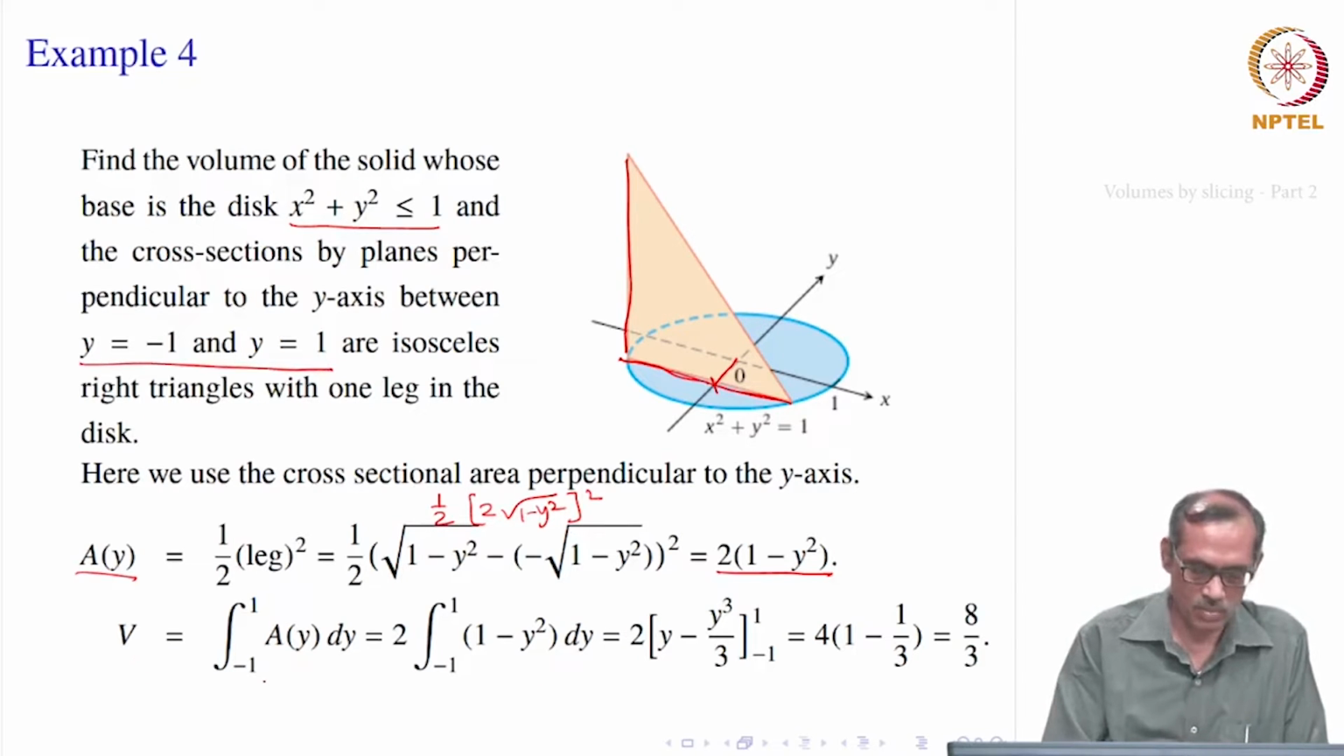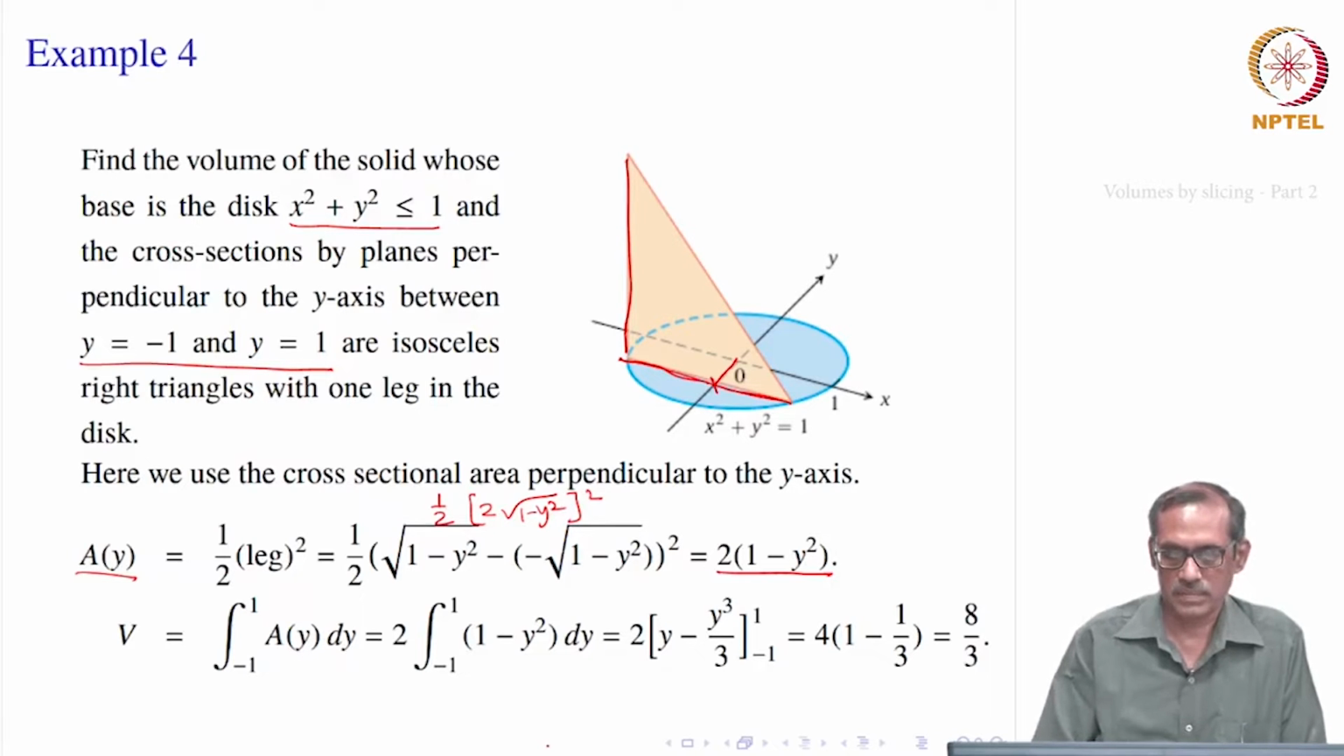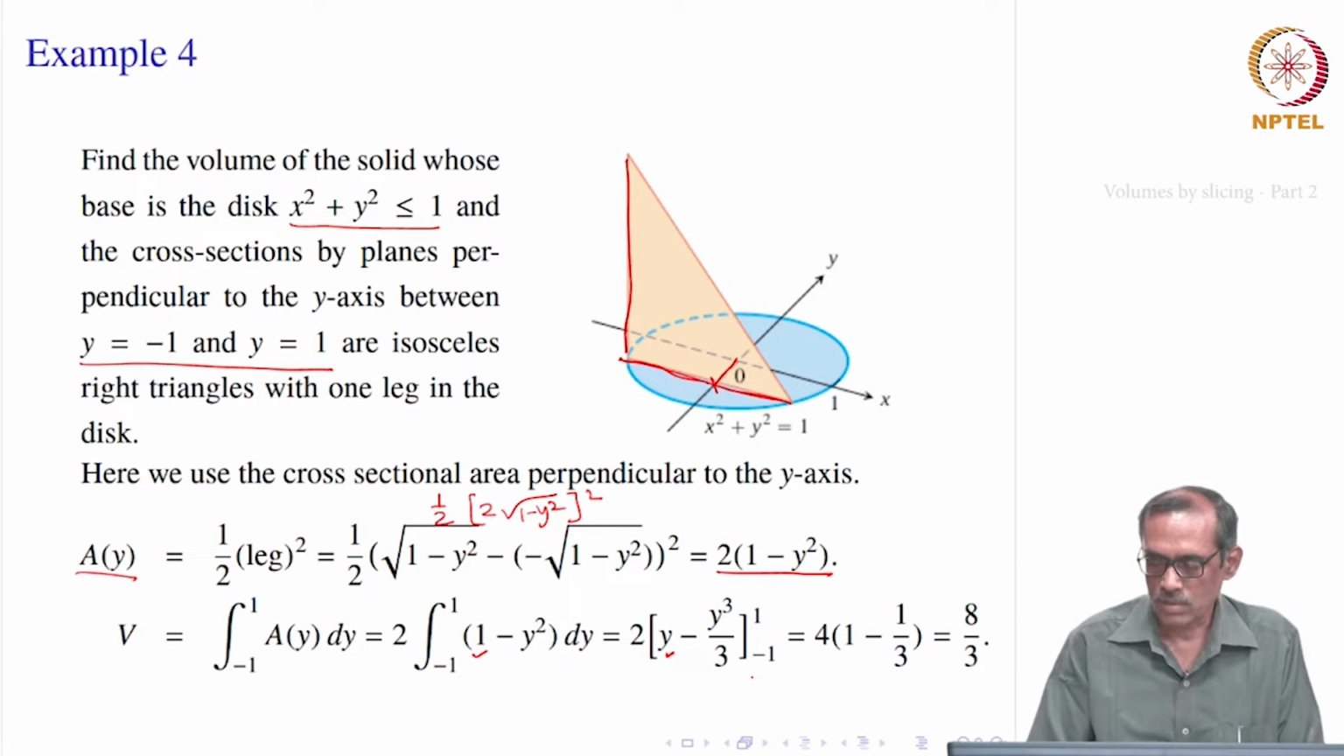So, the volume will be equal to the integral from -1 to 1 of the cross sectional area A of y dy. Plugging in, we get 2 times the integral from -1 to 1 of 1 minus y square dy, and its integral, y square gives y cubed by 3. This is to be evaluated at 1 and -1 and then subtracted. So, you compute and you see that it is equal to 8 divided by 3.